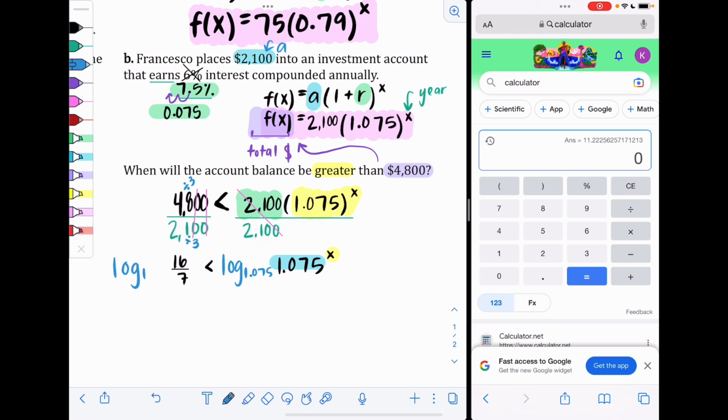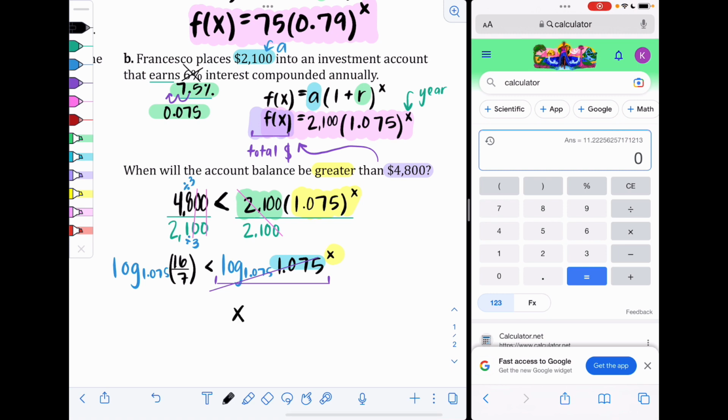So log base 1.075 of 16/7 is less than log base 1.075 of 1.075 to the x power. Sorry, that's a lot to say. Now on the right side of the inequality, the log and the exponential have the same base, so they cancel each other out, and it would leave us with just x.